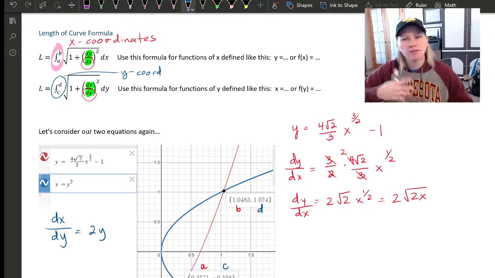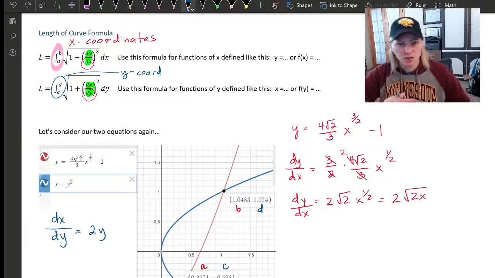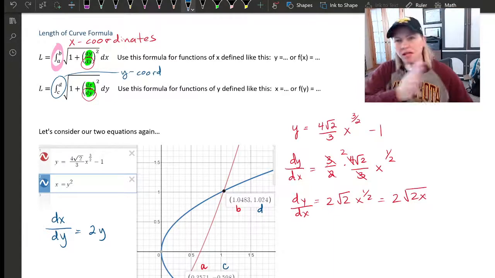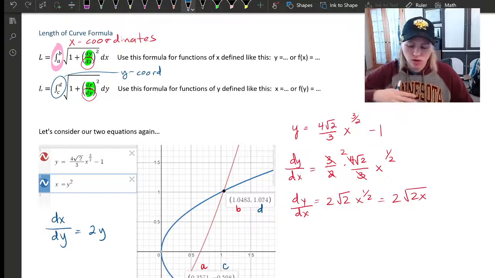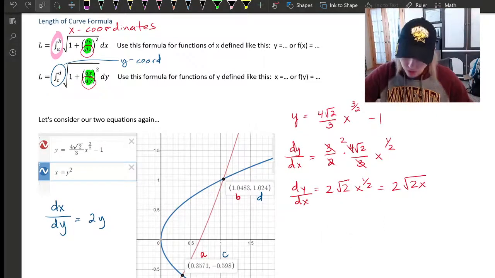So we always go left to right or bottom to top. That's how we integrate those. That's how we like our limits to work. So left to right, bottom to top. So we are always increasing in our values. So now we're going to plug them into our equation.